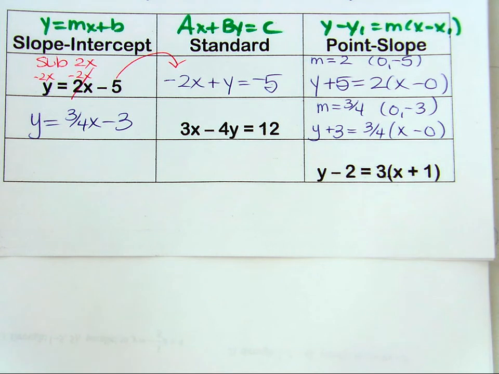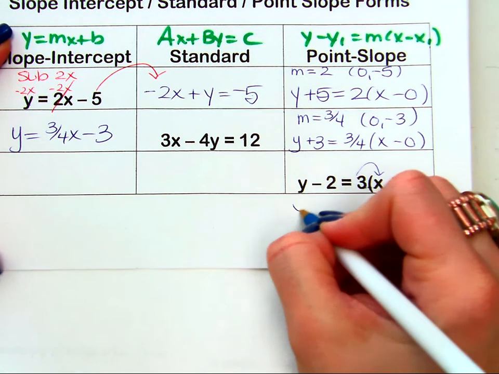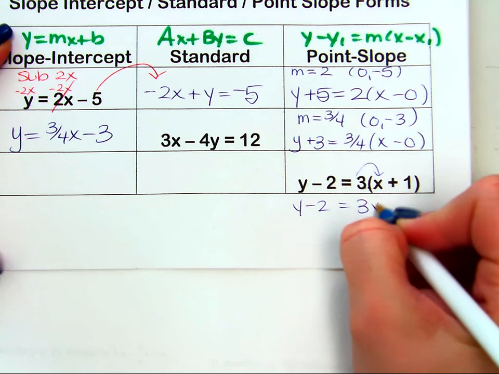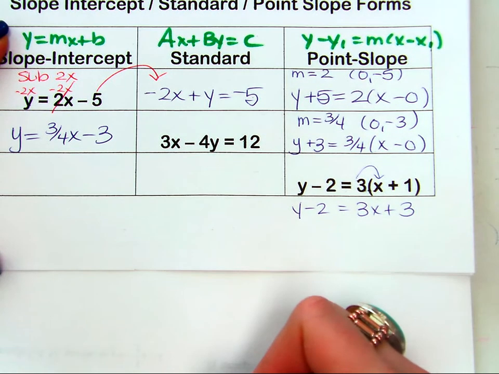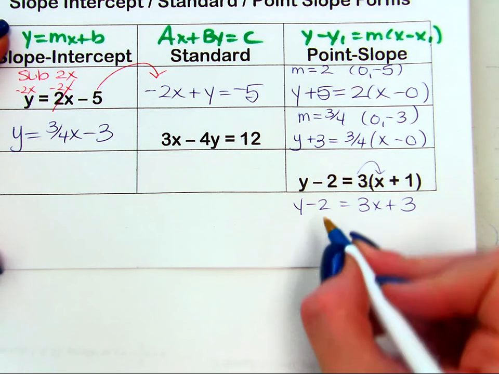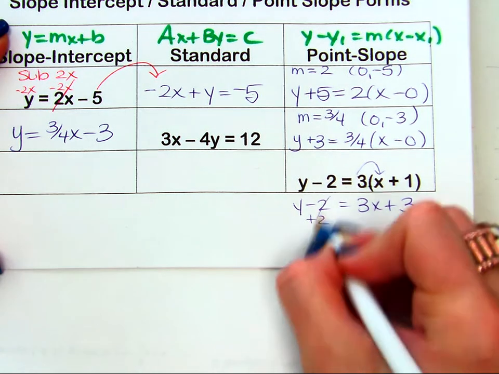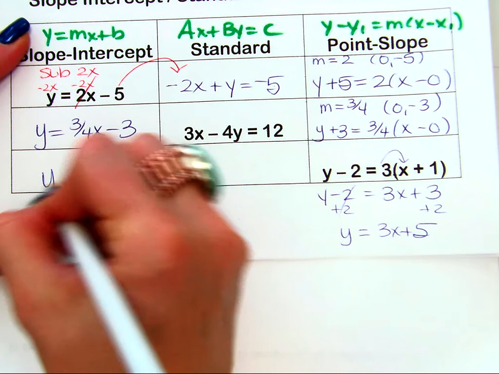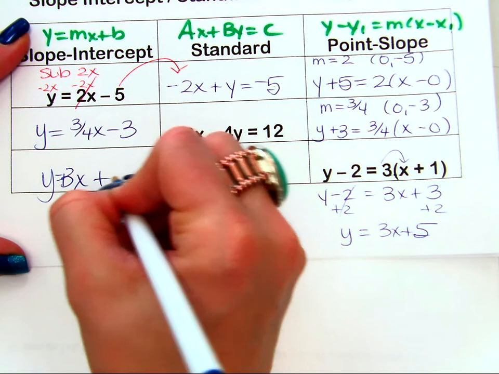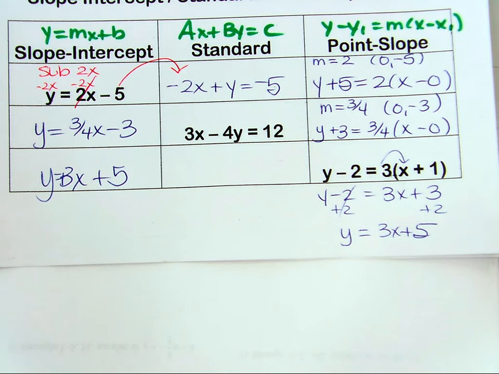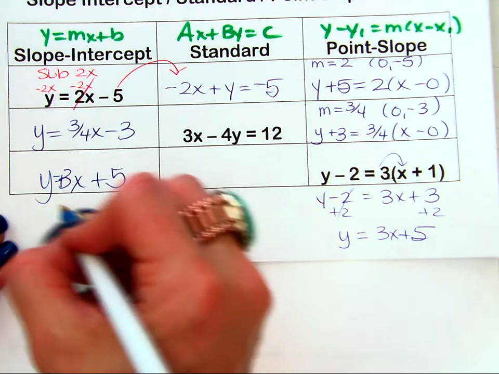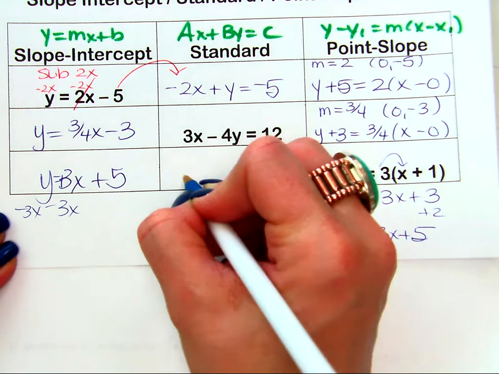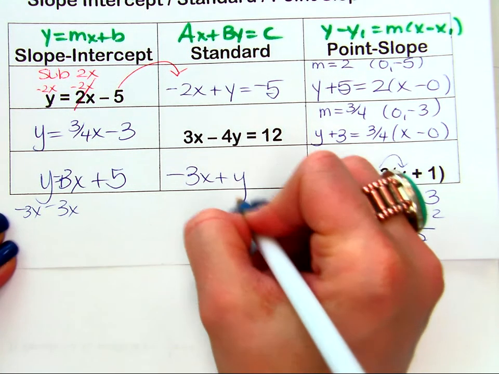What'd you do first? Y minus 2 equals 3x plus 3. Super close to having y by itself. Add 2. Y is equal to 3x plus 5. All right, home free. Y is equal to 3x plus 5. I got it in slope-intercept form. Standard form is right there. All I have to do is what? Subtract 3x from both sides. That gives you negative 3x plus y equals 5.